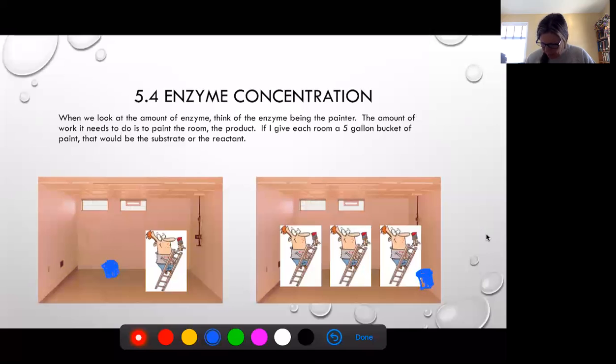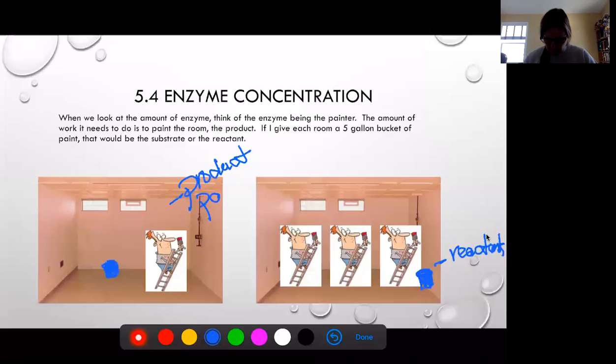Now, again, our bucket of paint would be our reactants. So I'm asking you how much our product would be. Our product would be our painted wall. So we have the same amount of reactants. We have the same amount of wall space. But our workers, and that's what your enzymes are, your enzymes are your workers.